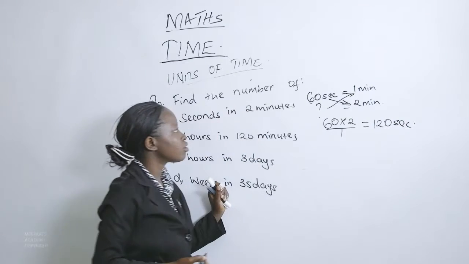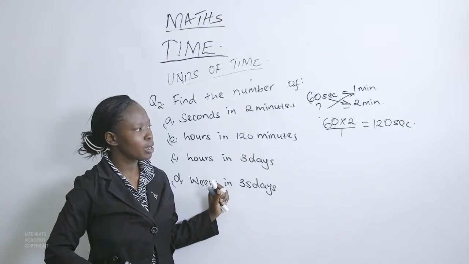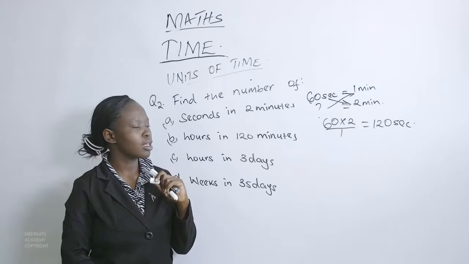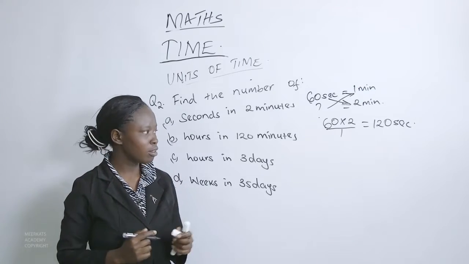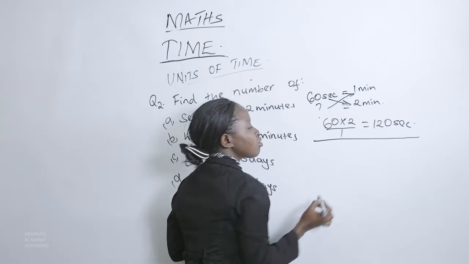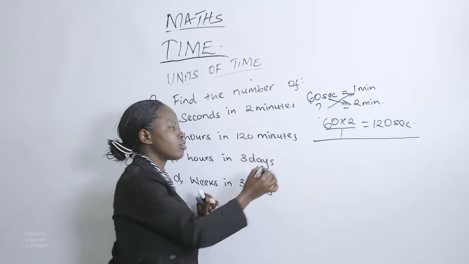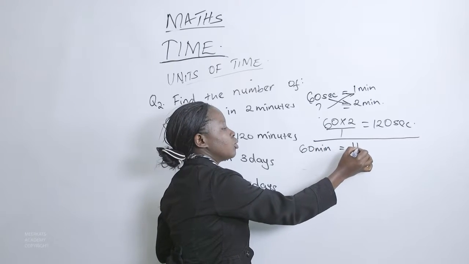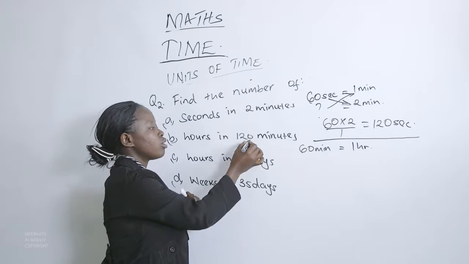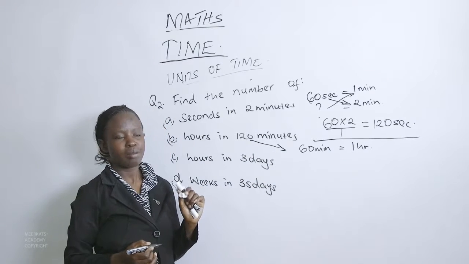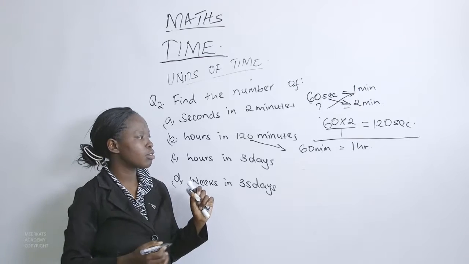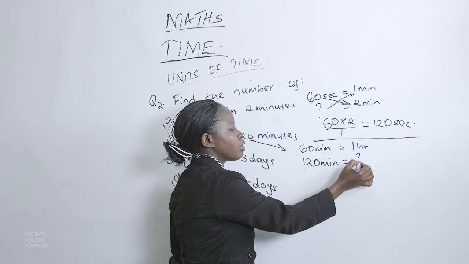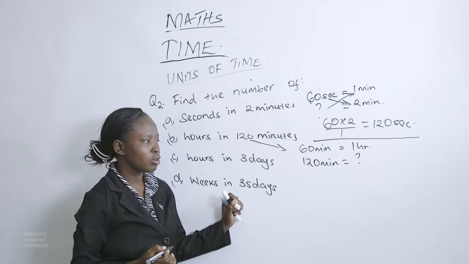So we discover that 2 minutes will make up 120 seconds. Number of hours in 120 minutes. So we convert the minutes to hours. We know that 60 minutes is equivalent to 1 hour. So we are looking for how many hours are there in 120 minutes. How many hours will make up the 120 minutes?